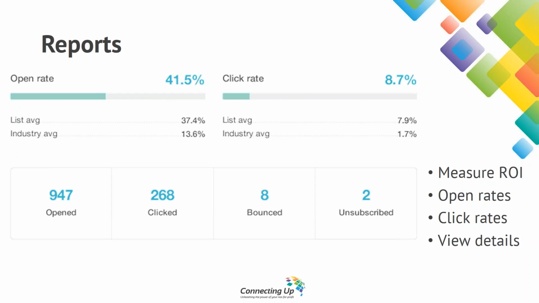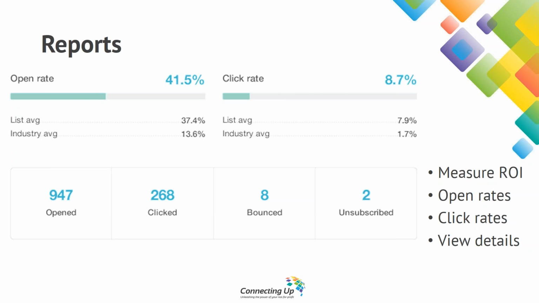But you'll see here a couple of things. MailChimp gives us the open rate for this particular campaign. It also gives us the list average, which is pretty good here because we're above our list average. And when you first sign up, it asks you what industry you're in, and it will give you an average for that industry. So in this case, it's 13.6%, and we got 41.5%, so that's pretty good.